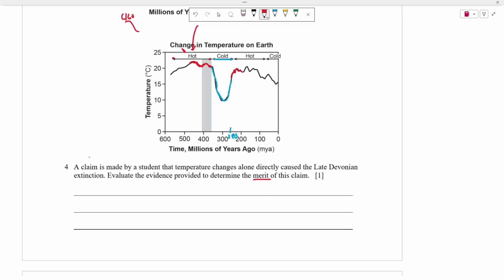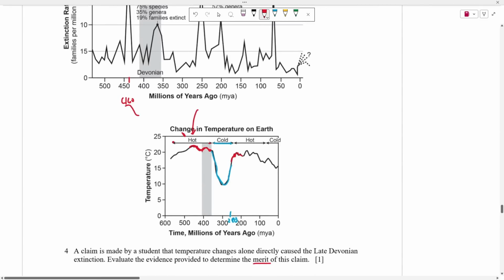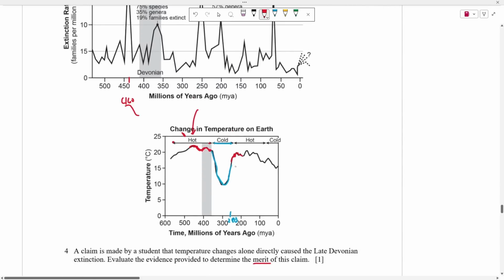So this student is saying that temperature changes alone resulted in the extinction. Well, first of all, that's not very valid, because we know that the temperature during the Devonian period was relatively stable, right? Barely increased, barely decreased. And we also know that this is false because there have been larger changes in temperature which haven't resulted in major extinction events, right? For example, this major dip in temperature didn't really result in an extinction event, and this major increase in temperature didn't really cause one either, right?